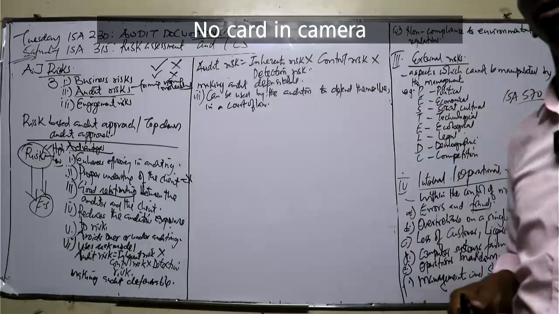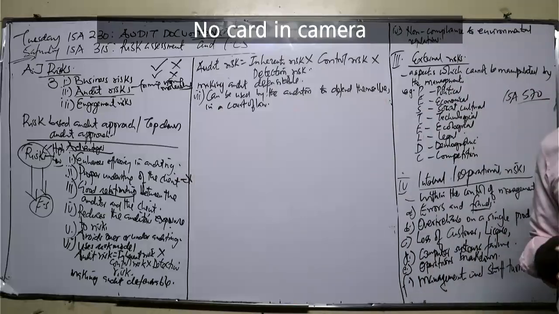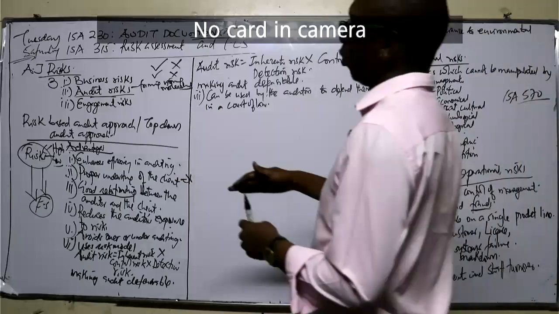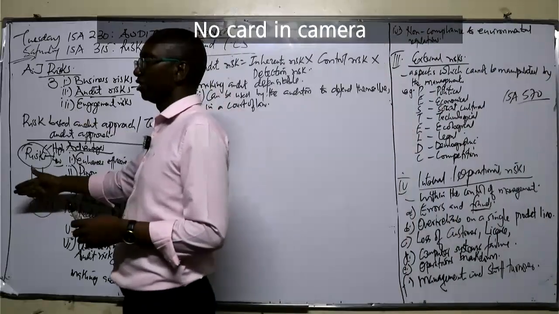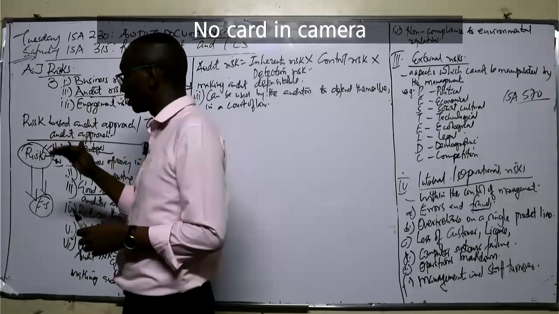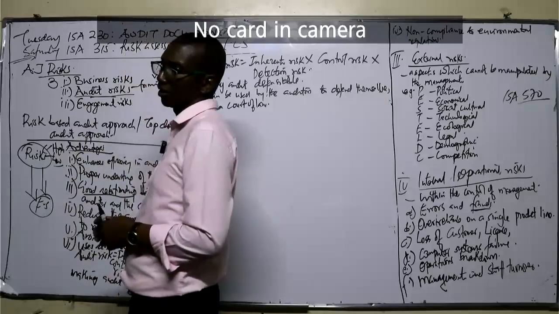We kindly get those advantages right. And it's easy to recall them if you get right what is the risk-based audit approach. Once you remember this, there is likelihood that you recall around 4 or 5 points.